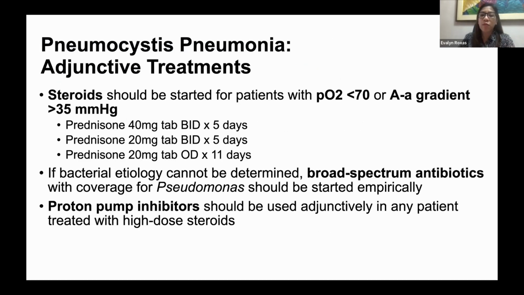So what do we give? What's recommended? We give prednisone at a dose of 40 milligrams BID for the initial 5 days, and then 20 milligrams BID for the next 5 days, and then 20 milligrams once a day for the remaining 11 days.